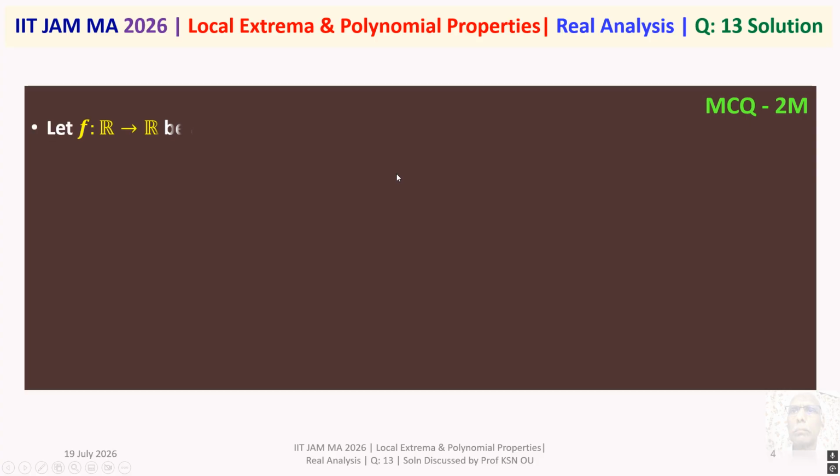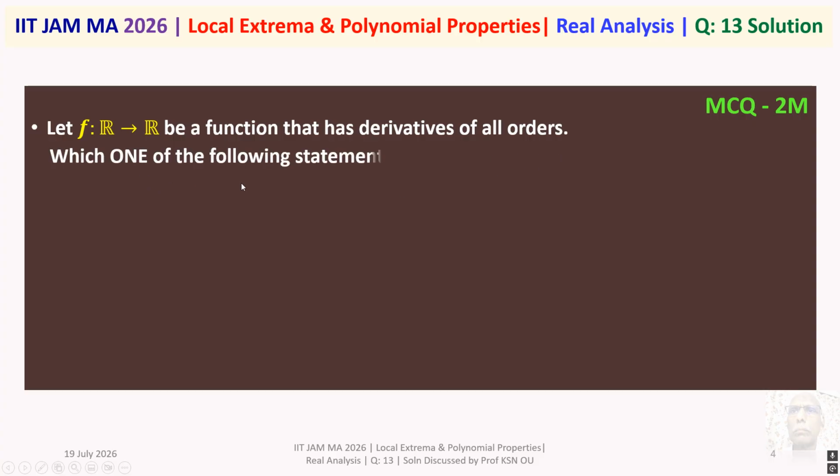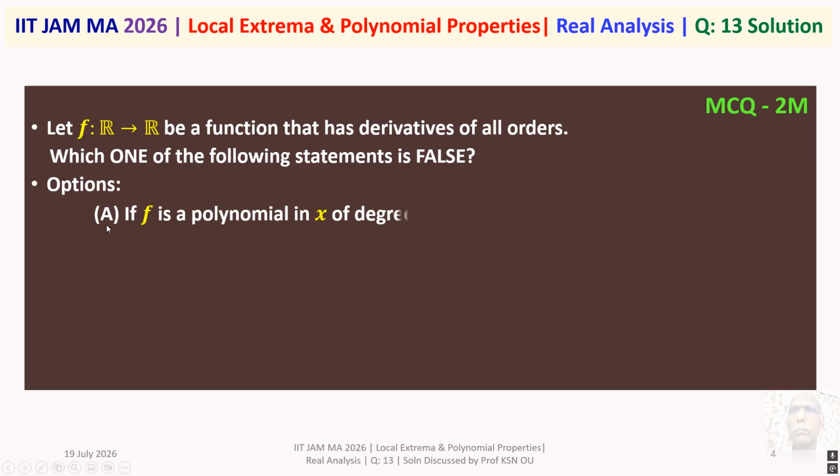Right. The given question is: let f be a real valued function defined on the set of real numbers that has derivatives of all orders. Which one of the following statements is false? We are given four options.